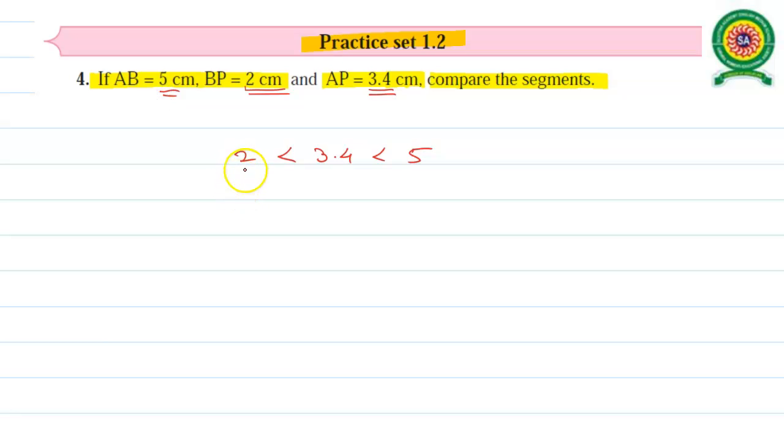So 2 is the length of which segment? BP. So BP is less than 3.4, which is the length of which segment? AP. And that should be less than 5, which is the length of which segment? AB. So we can write BP is strictly less than AP, which is strictly less than AB. So this is the comparison between line segments. Keep in mind, to compare line segments, we ultimately compare their lengths.